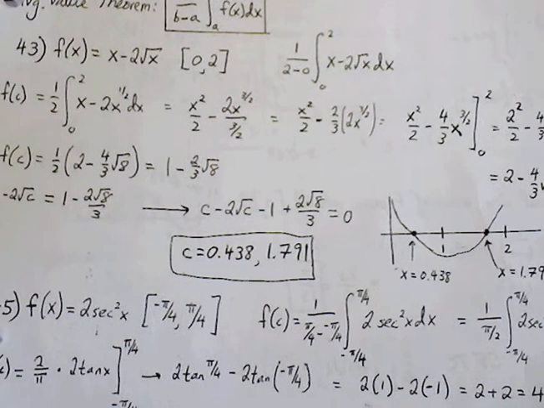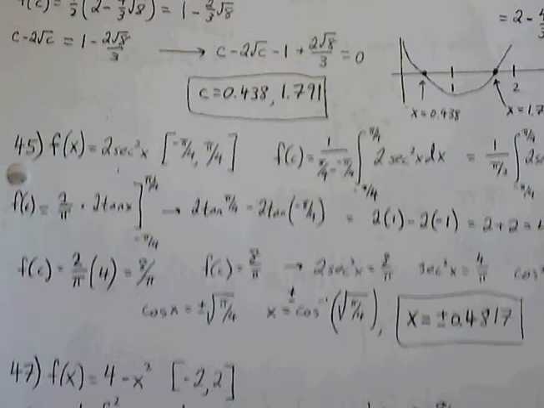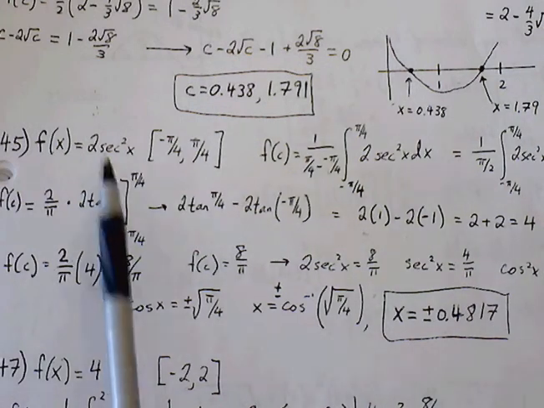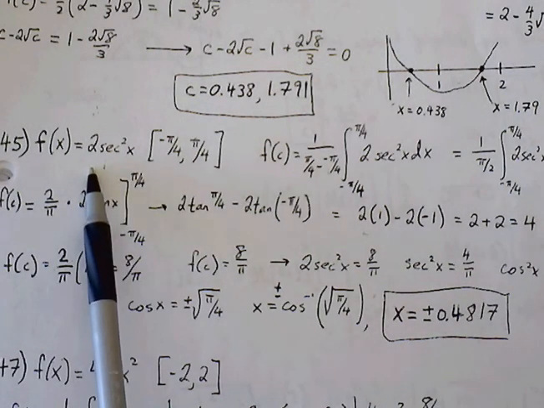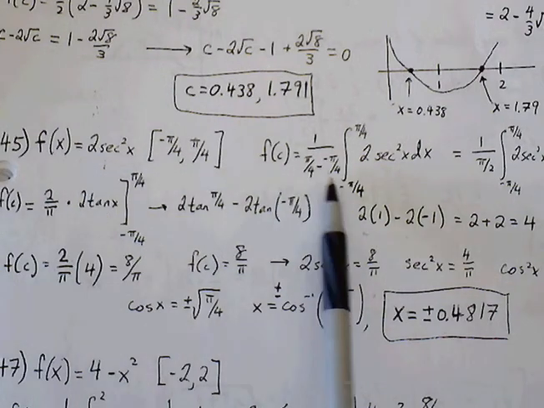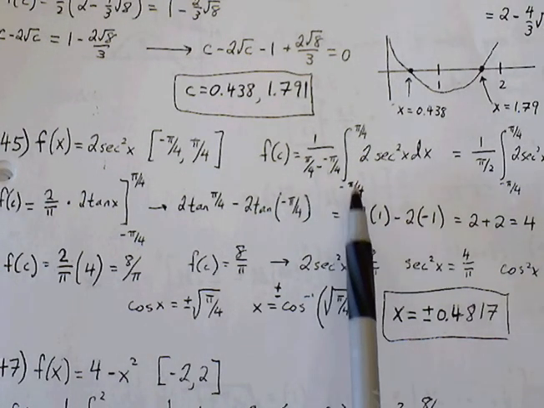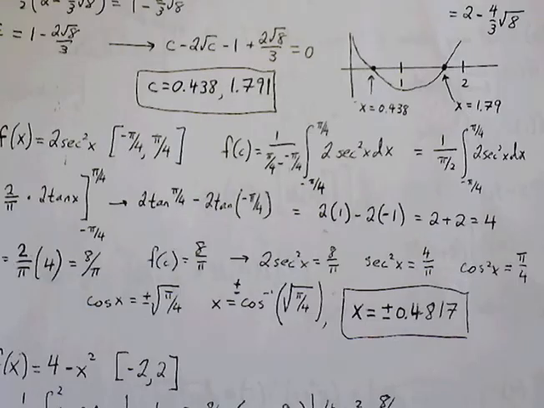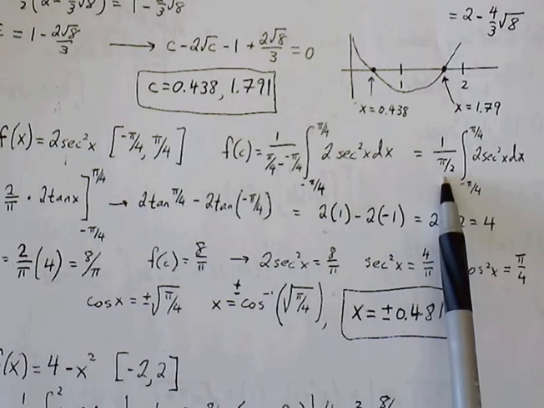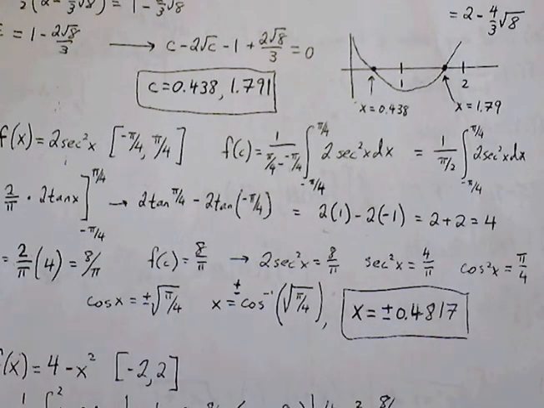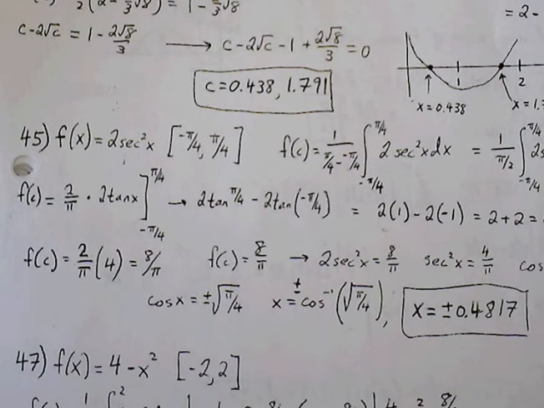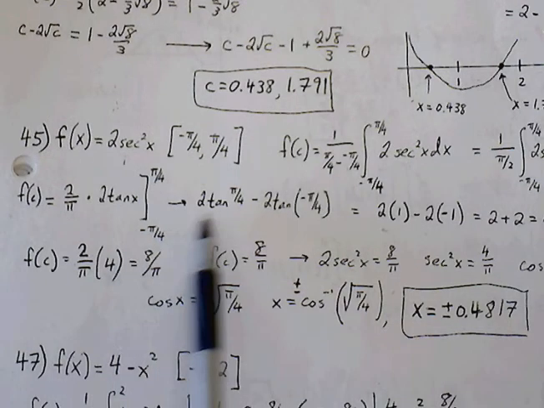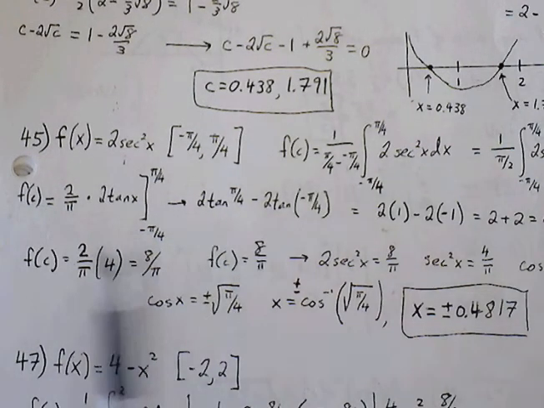Okay, 45. Find the average value and then find the c value. So we just go through our theorem. 1 over b minus a times the definite integral from a to b of our function. So 1 over b minus a reduces to be 1 over pi over 2, and then we evaluate between our lower and upper bound. f of c is equal to 2 over pi times 2 tangent x. Evaluate between upper and lower bound, plug pi over 4 in for x, minus f of a, and all this comes out to be 4.